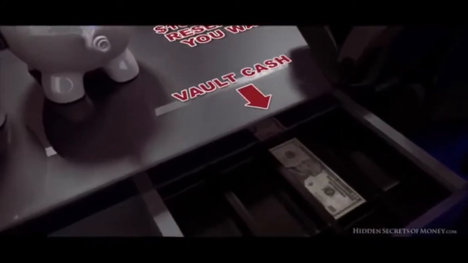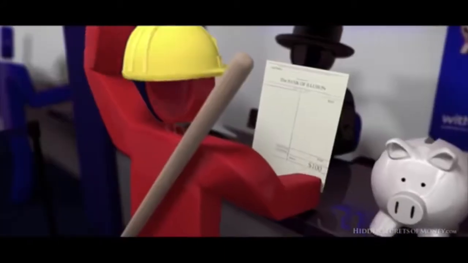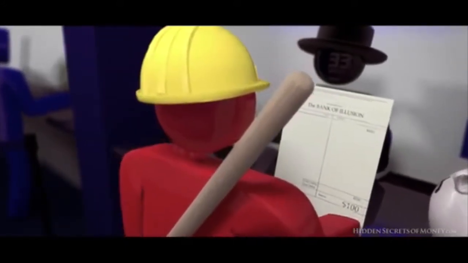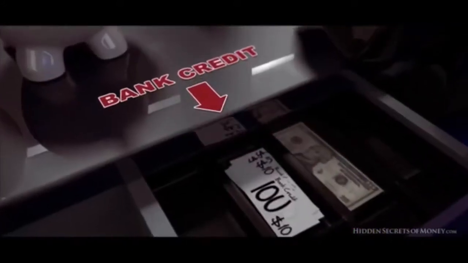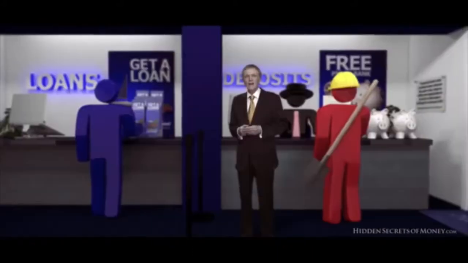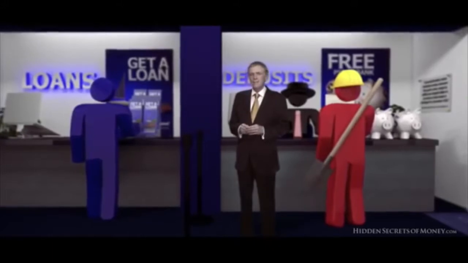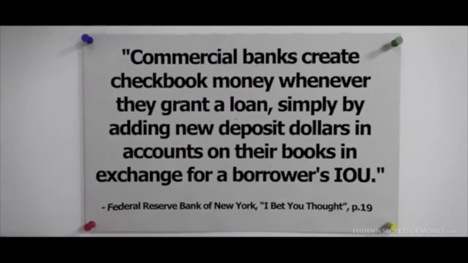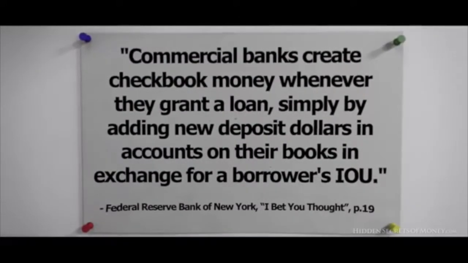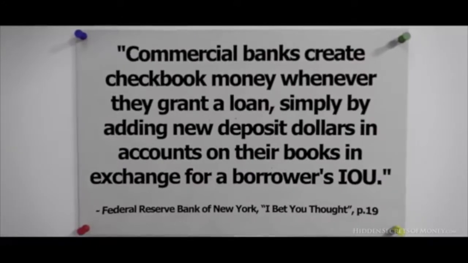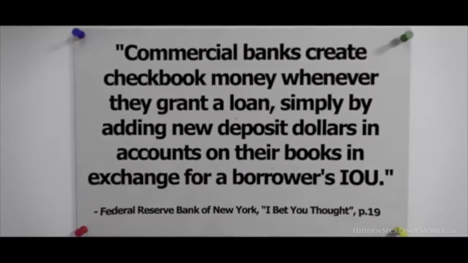These reserves are called vault cash. But why does your bank account still say you have $100 if the bank has stolen $90 of it? Because the bank left IOUs it created, called bank credit, in its place. Now I know this sounds crazy, but here it is in black and white from the Fed. Commercial banks create checkbook money when they grant a loan simply by adding new deposit dollars in accounts on their books in exchange for a borrower's IOU.